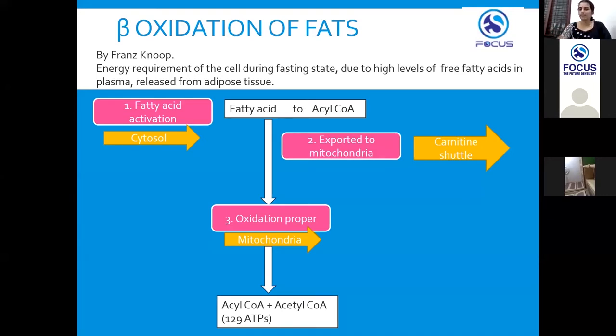So ultimately, at the end of beta oxidation of fat, 129 ATPs are generated from one molecule of palmitate. For other fatty acids, that differs. But since palmitic acid is the most common fatty acid which is produced as well as enters beta oxidation, we mention it as 129 ATPs. Is it clear?